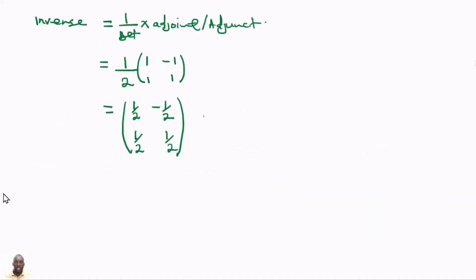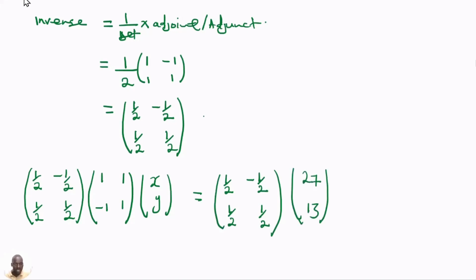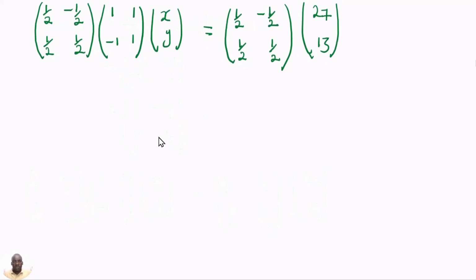So simply, the next step, we are going to have our inverse, which is a half, negative a half, then a half, a half, multiplying our equations, whereby we have 1, 1, negative 1, 1 into the xy equals to, we do the same, so we have the half, negative a half, then a half, a half, multiplied by the 27, 13. So the next step, we are going to just simplify. Let us now simplify by multiplying the matrices.